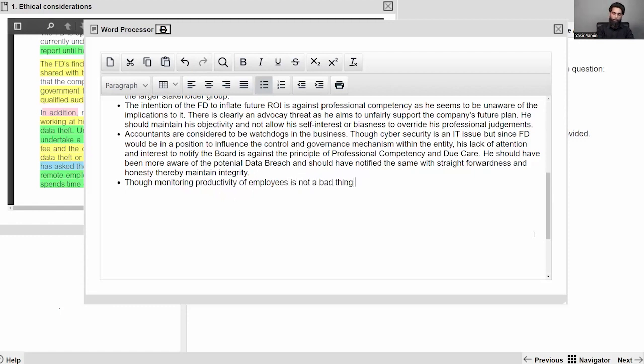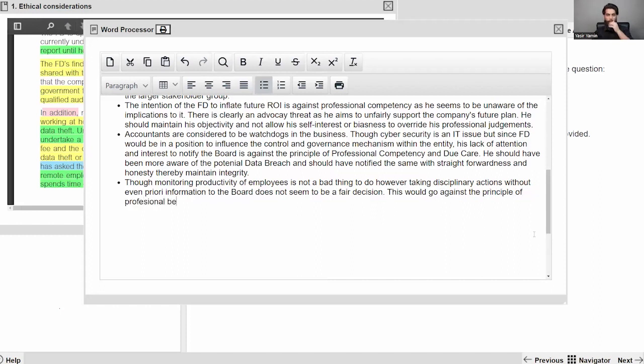However, taking disciplinary actions without even prior information to the board does not seem to be a fair decision. This would go against the principle of what? Of professional behavior. Make sense?